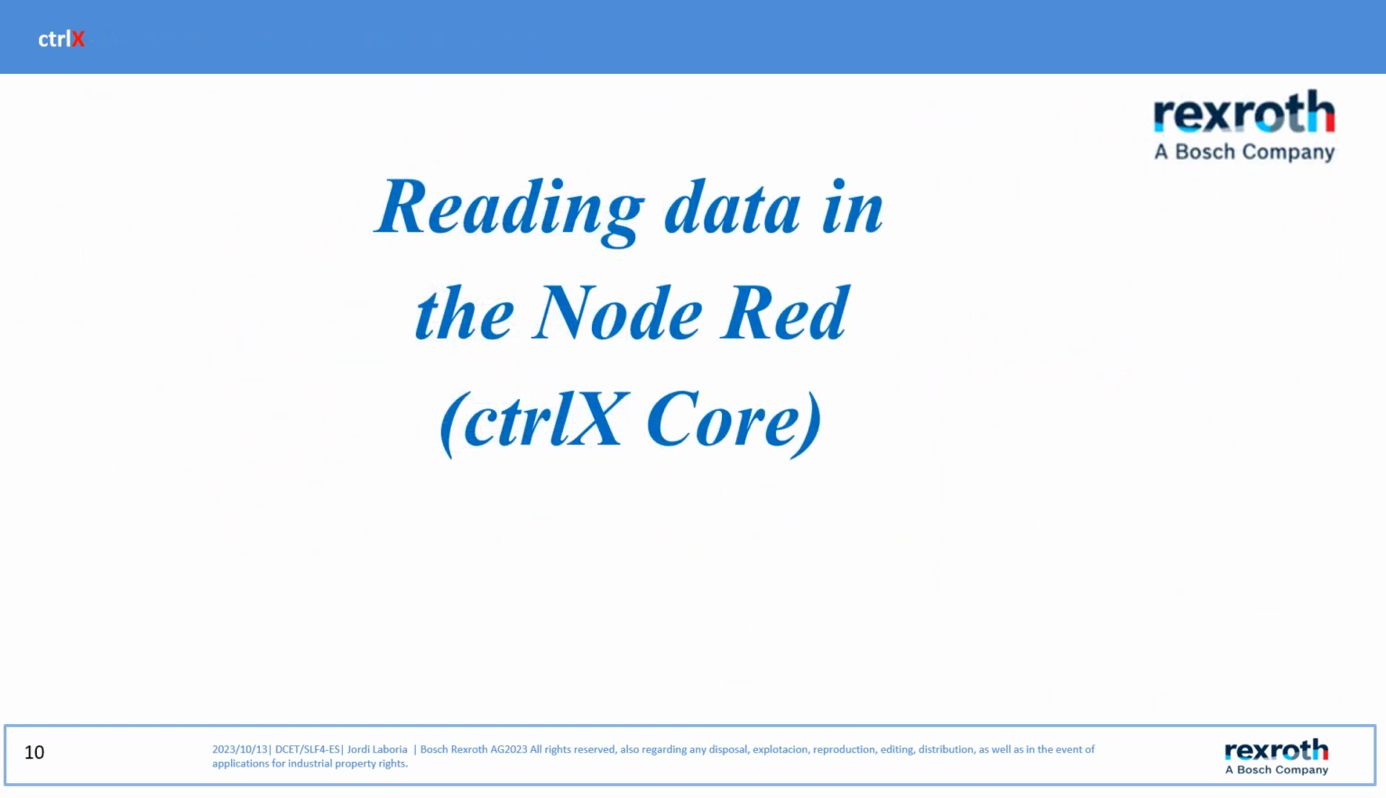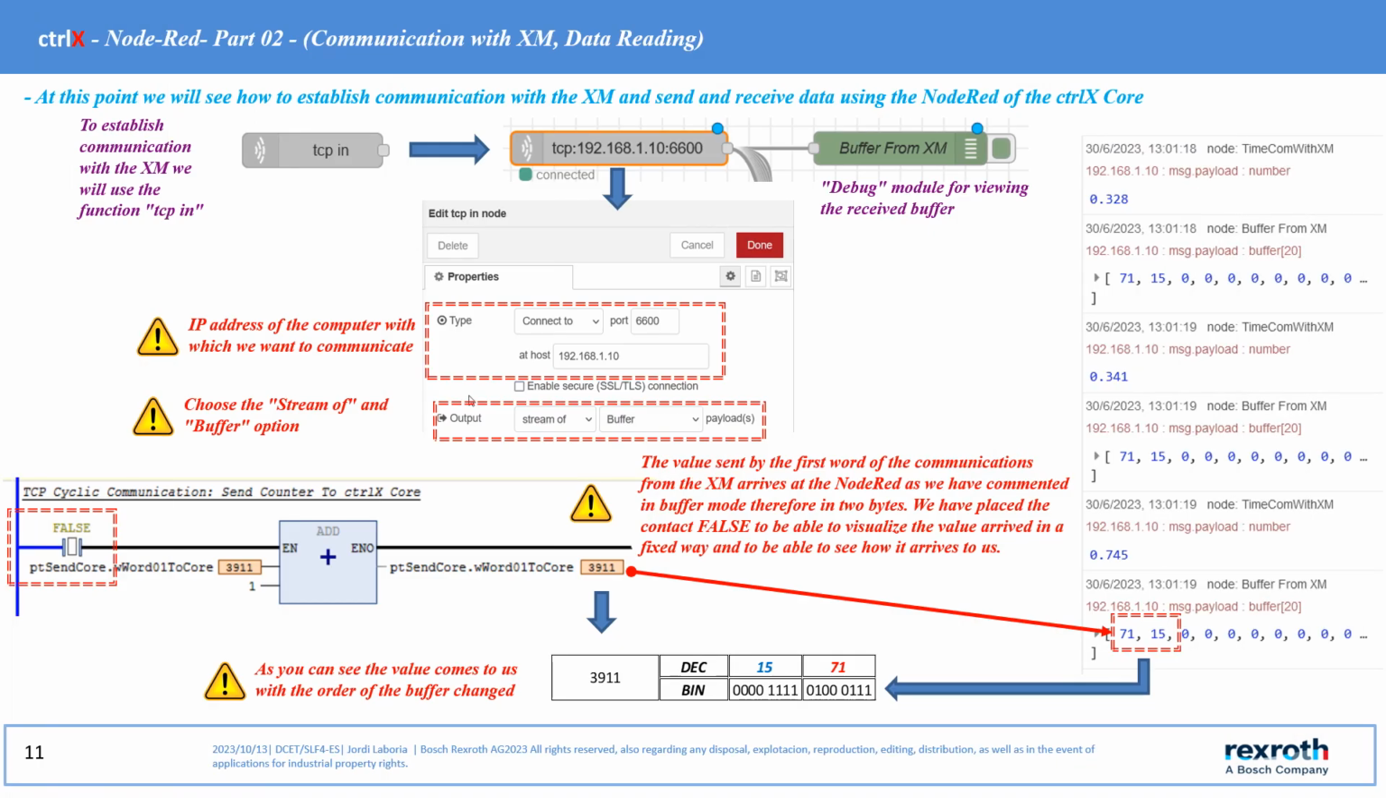Reading data in the network node of ctrlX CORE. The first step to establish communication with the XM is to assign the IP and the port that we are going to use. As output of the modules, we must choose the stream of buffer format that, as we can see, shows the value received from the XM.